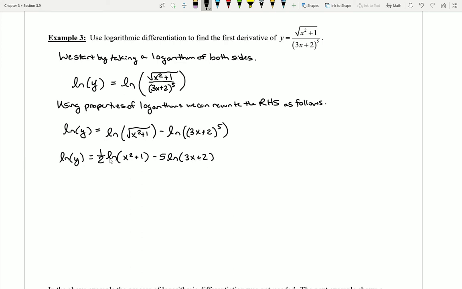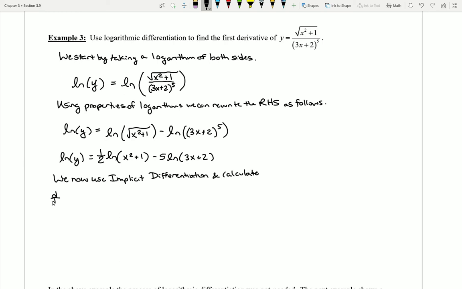And now that I have things in this form, I'm going to go ahead and use implicit differentiation to do the derivative. Notice everything we've done so far has been purely algebra. So I'll state here, we now use implicit differentiation and calculate. And let's see what we get.